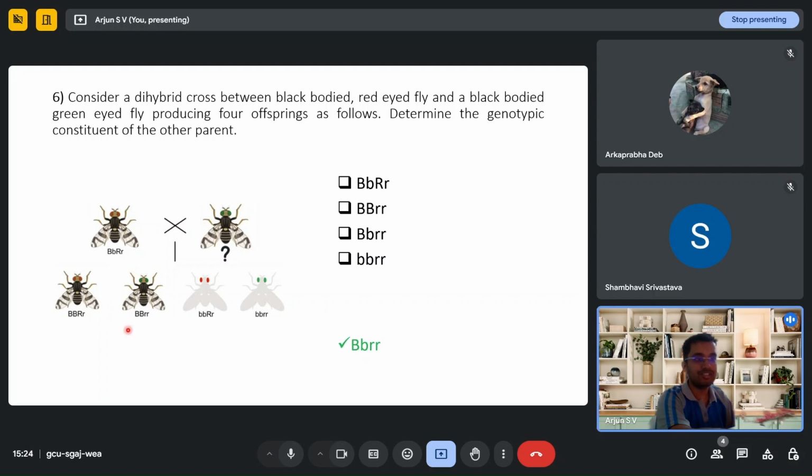So this applies the rules of test cross and back cross. You know that the traits are independent, so you take out the black body and the red-eyed traits separately, and then you try to apply the principles of test cross and back cross to get the following traits of the offsprings.